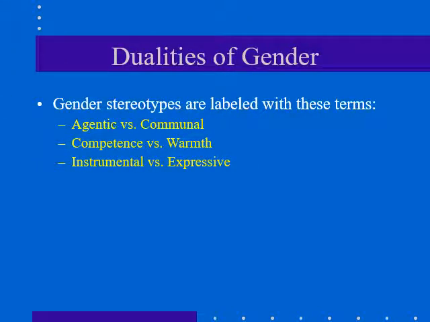So perhaps you've noticed the dualities of gender. Gender researchers have labeled gender stereotypes with these terms: agentic for men, communal for women. That's the one that I tend to stick with. Sometimes people call it competence versus warmth. Sometimes people call it instrumental, meaning men are more able to affect their desires, to actualize their desires. They're more instrumental in the causes of what happens versus being expressive, particularly verbally and emotionally.